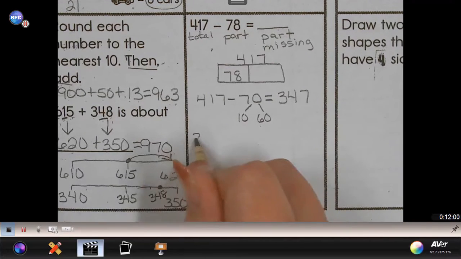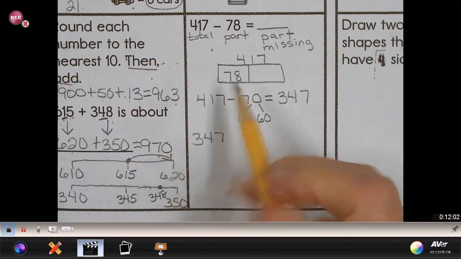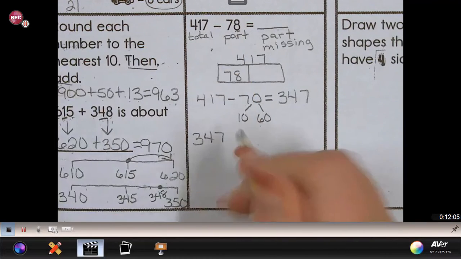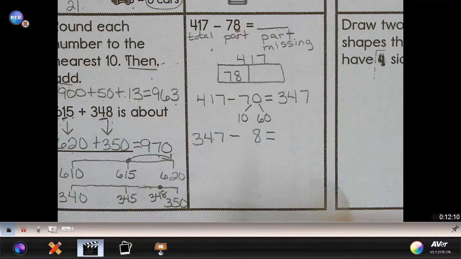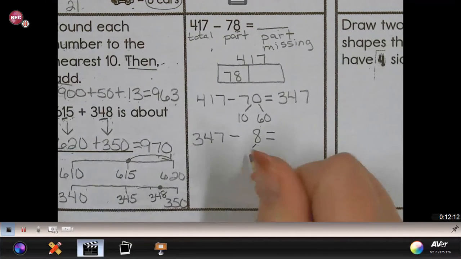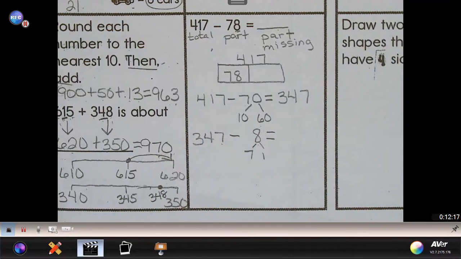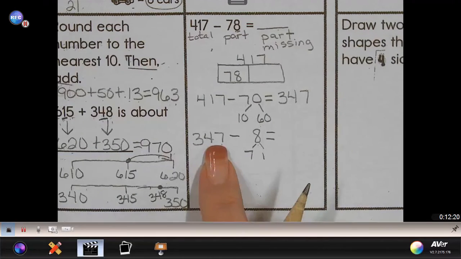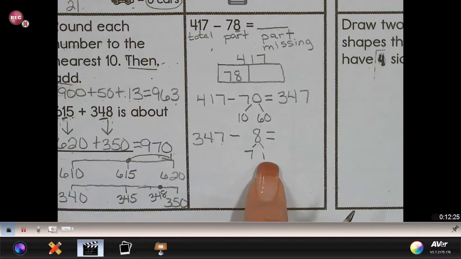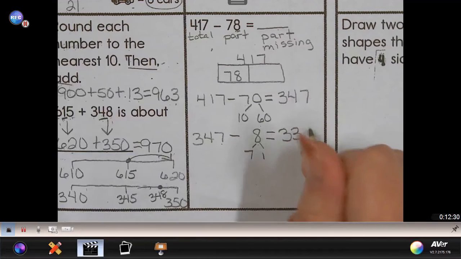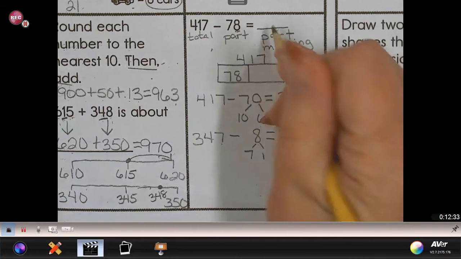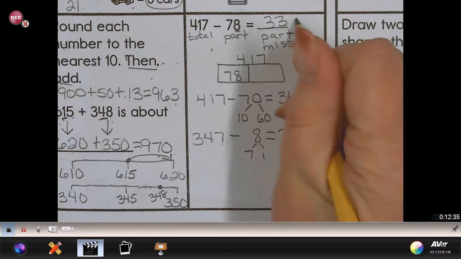Now I can take this 347 and subtract 8 from the 78. Now, again, I can see that I have 7 here, so I can subtract these 7 easily, and then one more after that. So if I subtract these 7, I would have 340, and then subtract one more from 340, count back from 340 would be 339. So my missing part is 339.